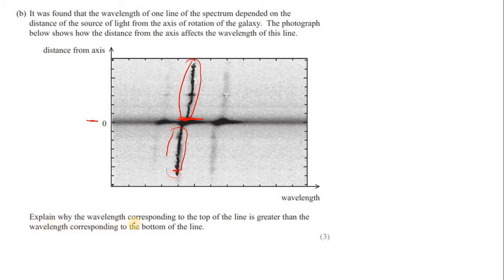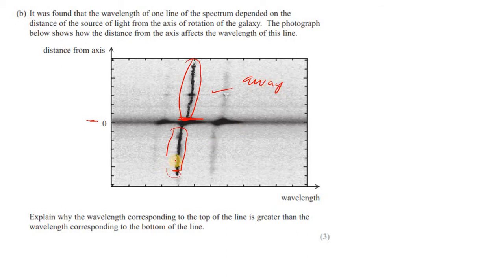Explain why the wavelength corresponding to the top of the line is greater than the wavelength corresponding to the bottom of the line. Indeed, because the galaxy is rotating, it is moving with respect to the observer. When something is moving with respect to an observer, there is a change in the wavelength of received light or received sound. In fact, this change is due to the Doppler effect. And the top one has a larger wavelength.